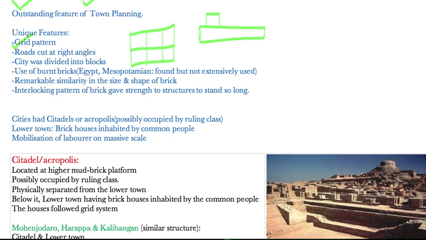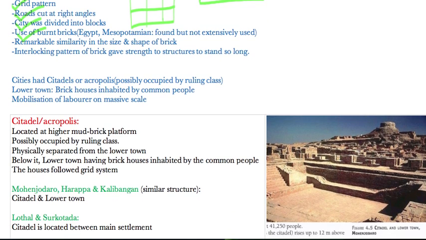Then all the roads cut at right angles, that is 90 degrees. So this is another unique feature. Then the city was divided into blocks. There were several blocks in a city. The use of burnt brick was also a unique feature because burnt brick was used on a massive scale, unlike the Egyptian and Mesopotamian civilizations, where although it was known, it was not used on a massive scale. It was also remarkable for similarity in the size and shape of the brick.